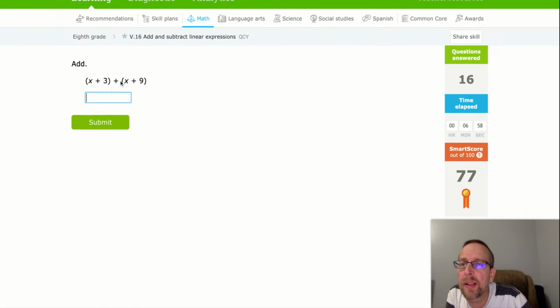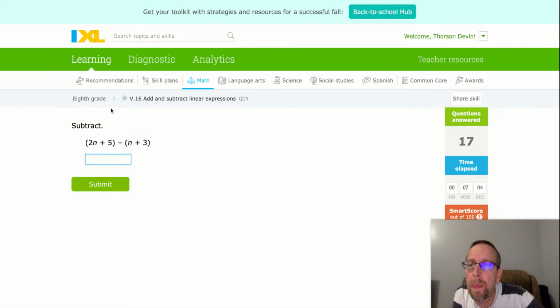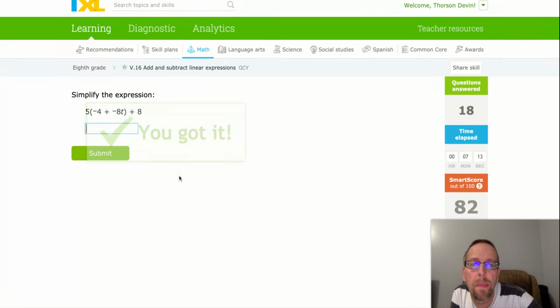Again, I like the plus. x plus x is 2x. 3 plus 9 is a positive, or plus 12. 2n minus n will be a single n. 5 minus the 3 is 2, so a positive, or plus 2.